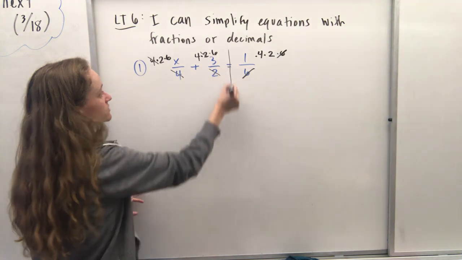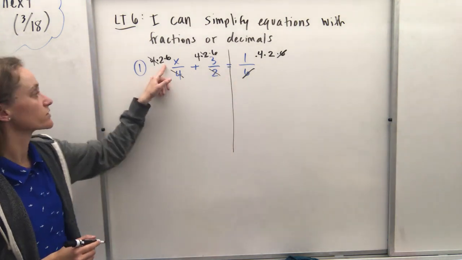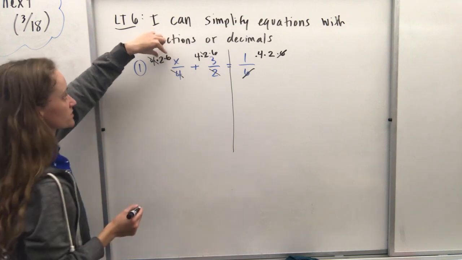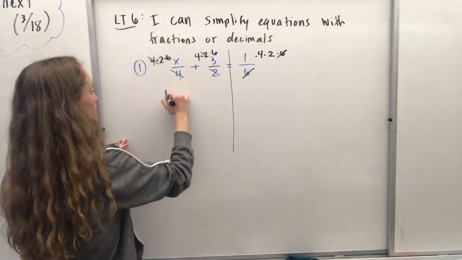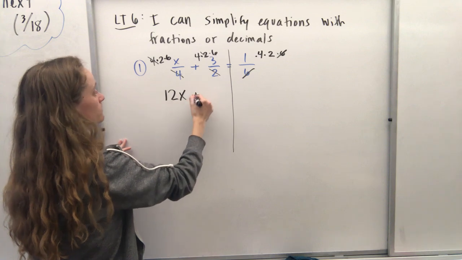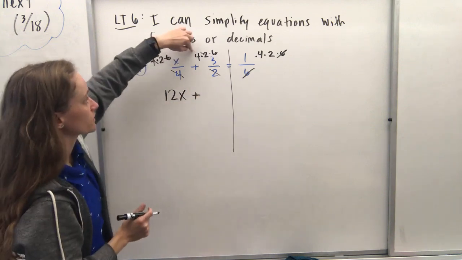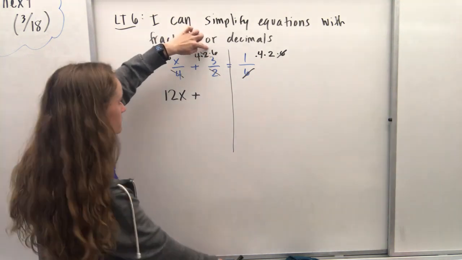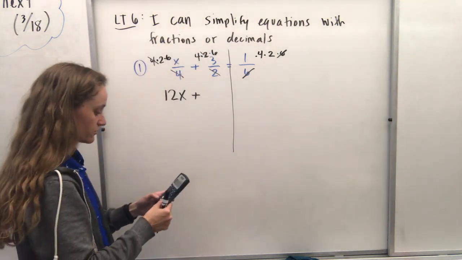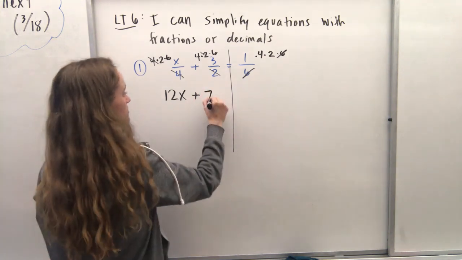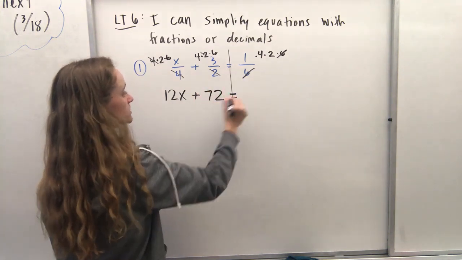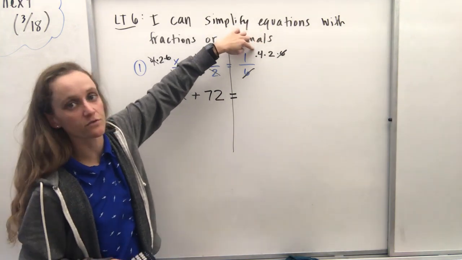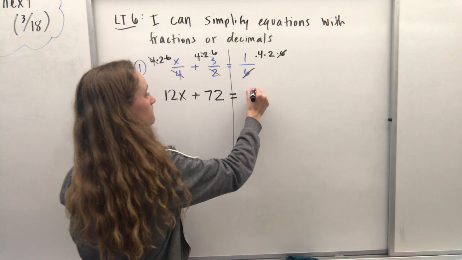So now that those have canceled out, I'm just going to multiply what's left over. So like here I have 2 times 6 times x. So 2 times 6 is 12, times x would be 12x. I put my plus. Here I have 4 times 6 times 3. So 4 times 6 is 24. And then 24 times 3 would be 72. Bring down my equal sign. And then over here I'm doing 1 times 4 times 2. So 1 times 4 is 4, times 2 would be 8.